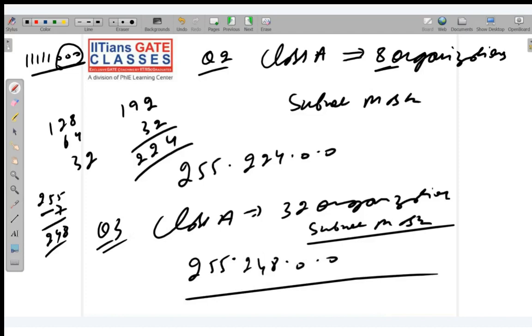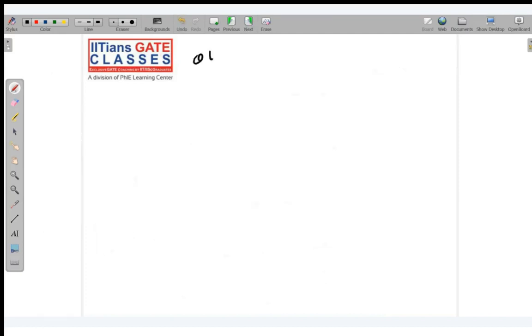Okay, good. Take the snapshot. I will jump to the next slide. Now they can ask question number 4: a class B block is distributed among, say, 8 organizations. So what is the subnet mask?